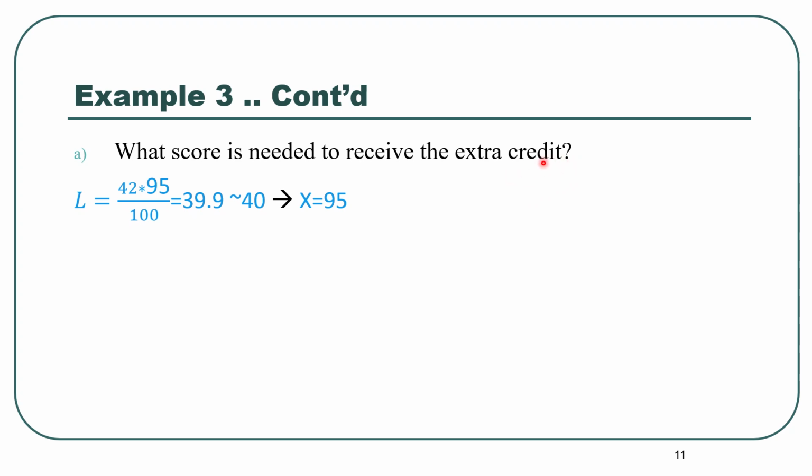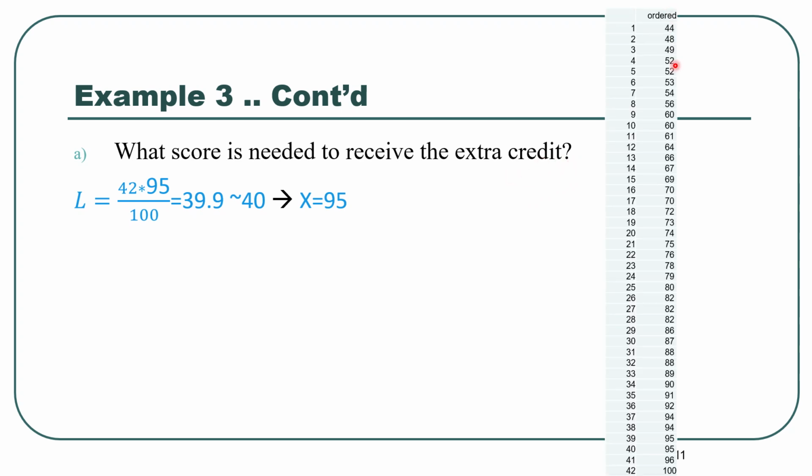So let me go ahead and put up the arranged data set. This is the arranged array for my data set. The smallest value, the minimum, was 44, and the highest was 100, and this column represents the position, or the L, so we need to go to L equal to 40 down that column. Here is my 40, and the value listed beside the 40 is 95, so this is my answer. This is the score that will enable me to get that extra credit.